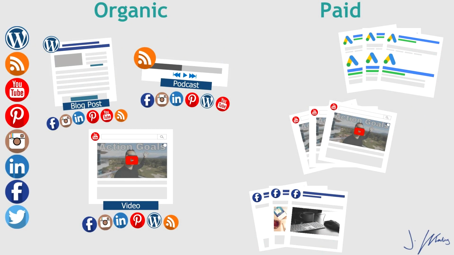Now, when it comes to your traffic, you can either have organic traffic or you can have paid traffic. Paid traffic, of course, is when you're running paid advertising on Google ads, YouTube ads, Facebook ads, Pinterest ads, Instagram ads, whatever you're paying for, that's paid traffic. Now, when it comes to organic traffic, that's where your blog posts, you're doing a podcast, or maybe you're doing a YouTube video, and irrespective of where your traffic is coming from, this process is going to work for you.